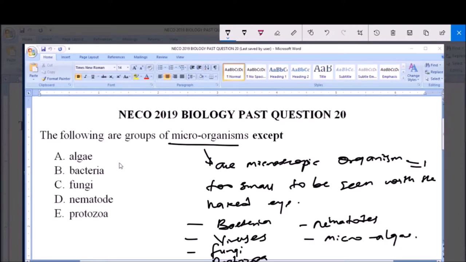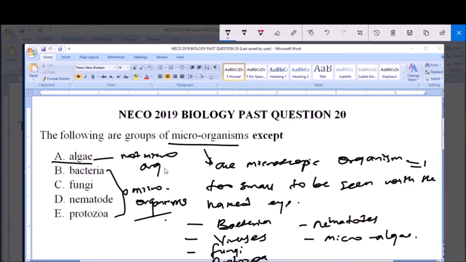Now, the options here say, option A says algae, B says bacteria, C says fungi, D nematode, and E protozoa. From option B to option E, they are all microorganisms. But for option A, algae, if we are given microalgae, then we are saying microalgae is a microorganism. But algae generally are not microorganisms. So therefore, the best answer to this question is option A, algae.